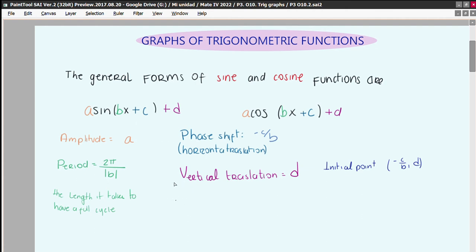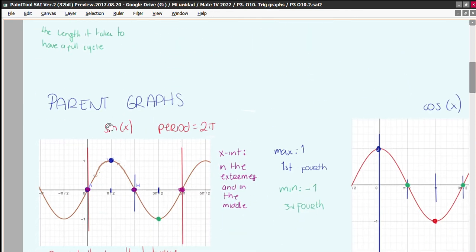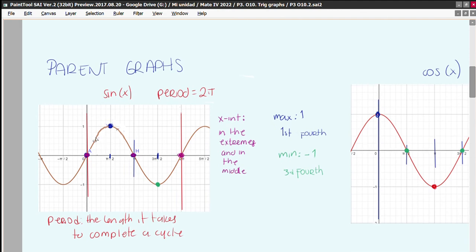Okay, vamos a hablar of the trigonometric functions. We're going to talk about their graphs. So remember, this is a general form of a trigonometric sine or a cosine. And for all of them, we have parameters that can modify the behavior of the function. Before we go into the parameters, let's review the pattern graphs for cosine and sine.